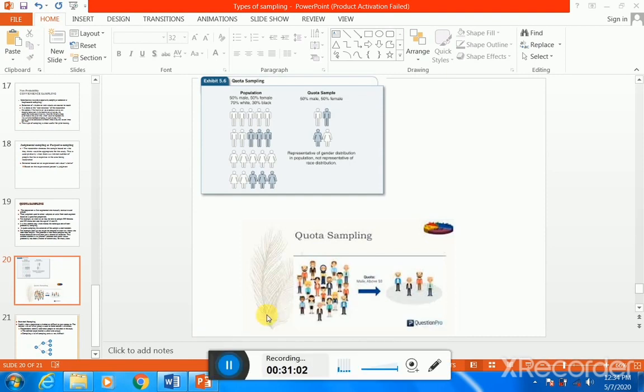Let's suppose your population is a diverse population. From that diverse population, your quota is only those above, or more than, 50 years of age. For example, I have to select only those whose age is more than 50, and that is restricted. So that is simply known as your quota sampling.